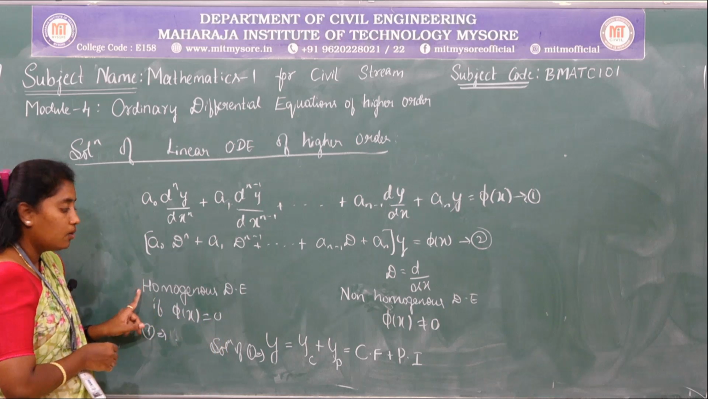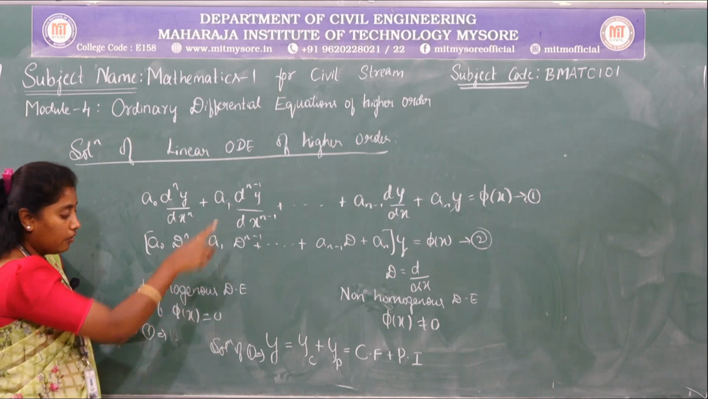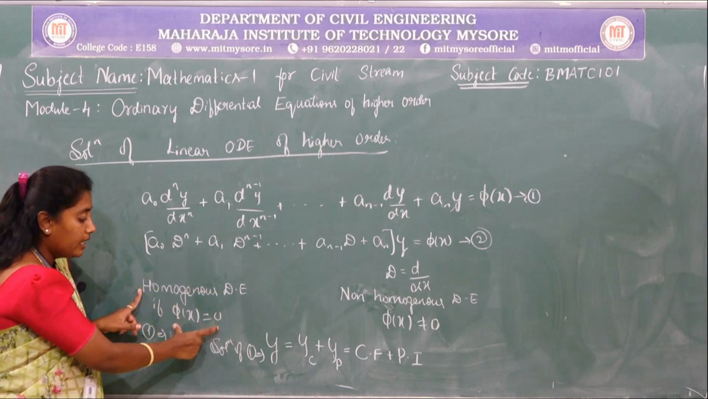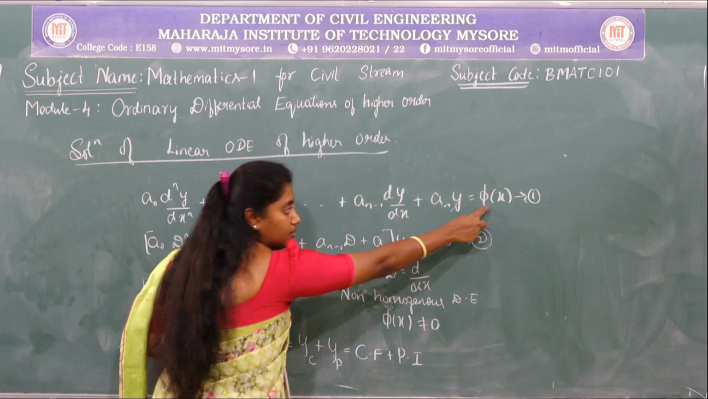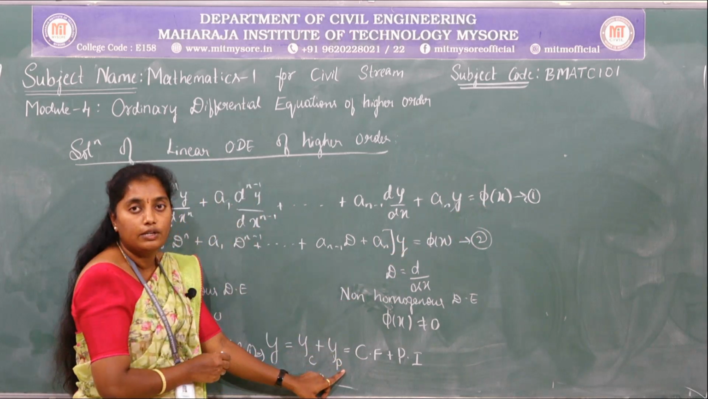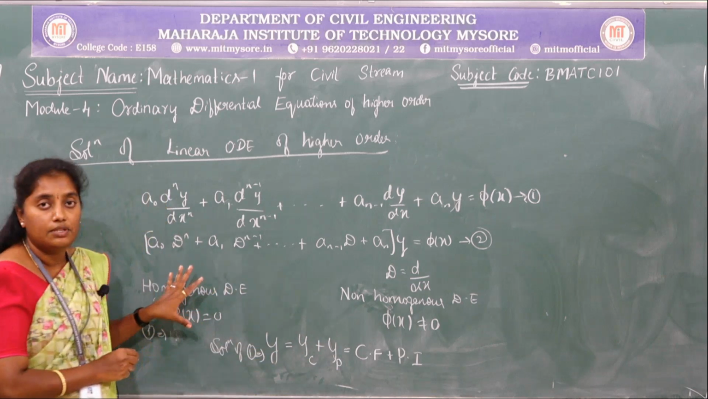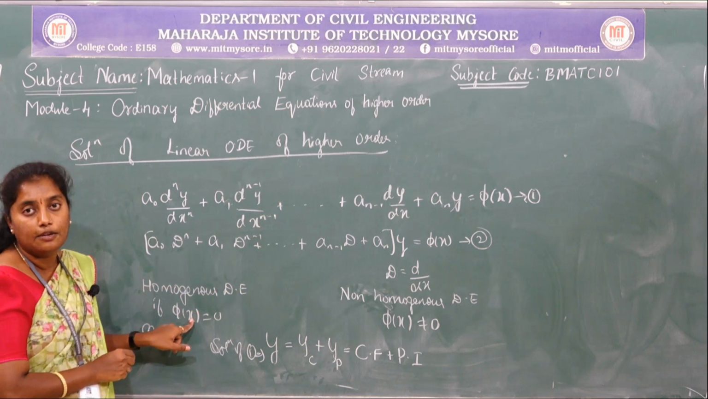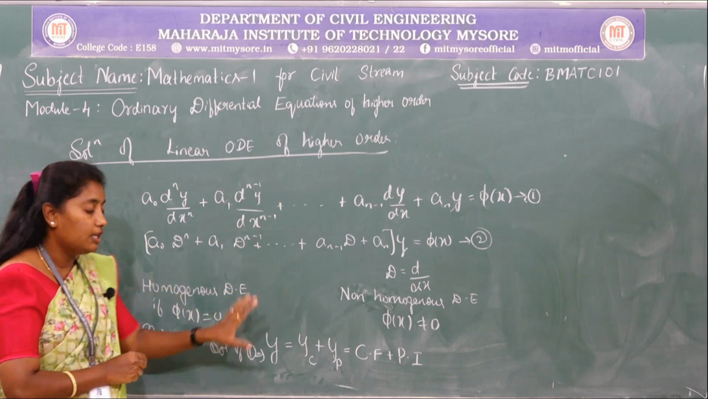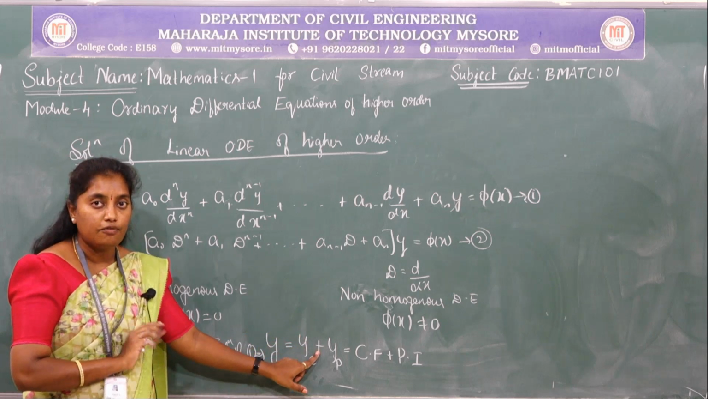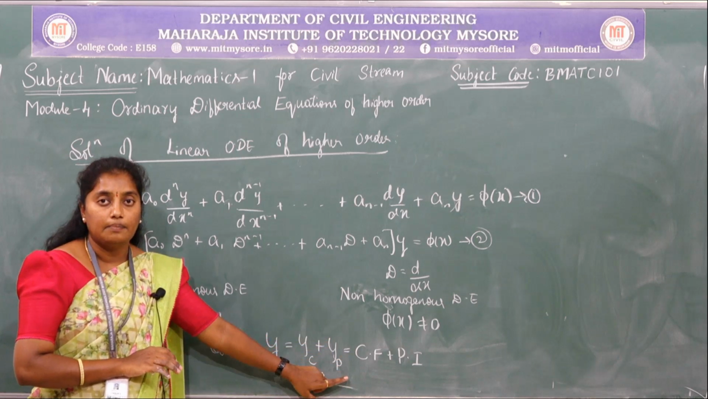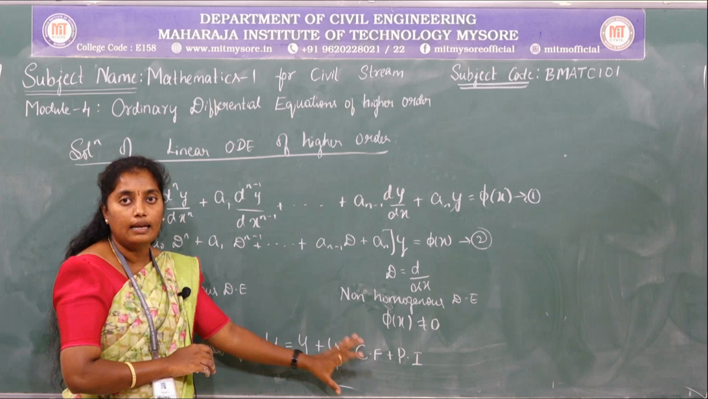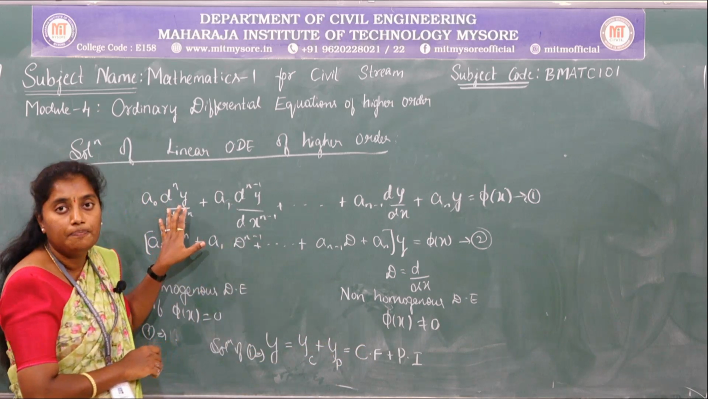As I already said, homogeneous differential equation means if phi of x equal to 0, then equation number 1 is called homogeneous differential equation. If phi of x is equal to 0, then yp is also equal to 0. That is, in homogeneous equation, no need to find the value of particular integral since the phi of x value is 0. So, while solving homogeneous differential equation, just we need to find complementary function, no need to find the particular integral. While solving non-homogeneous equation, we have to find both the parts, that is yc and yp, to find the complete solution of the given equation.